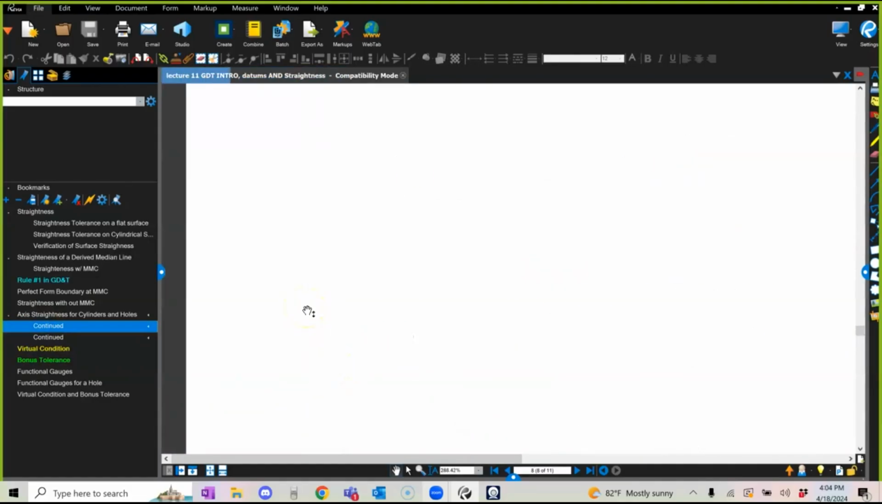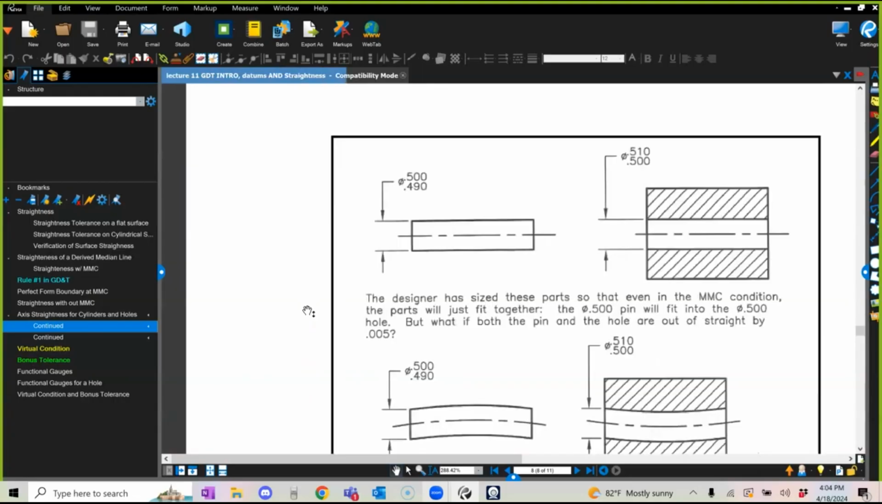Right. If you want to go with this pin, which has the maximum material condition, and you try to insert it, that's it. You cannot go any further. You guys see it? You cannot go any further. So your hole actually became smaller, and it became smaller by its imperfection. Do you guys see it?